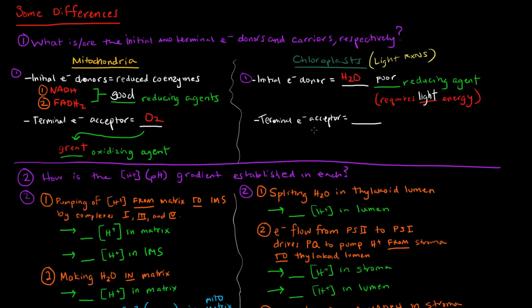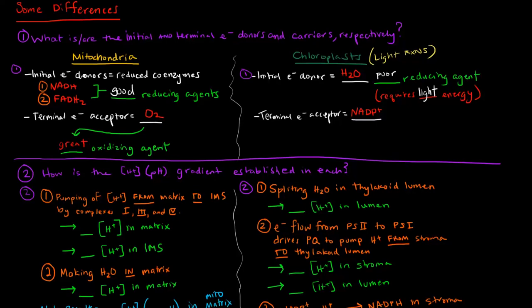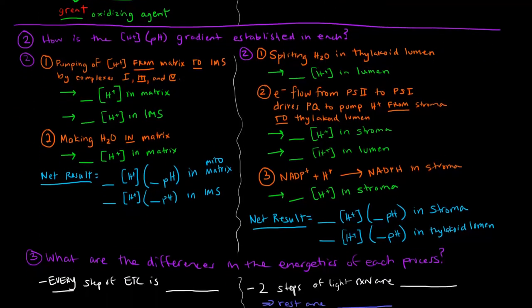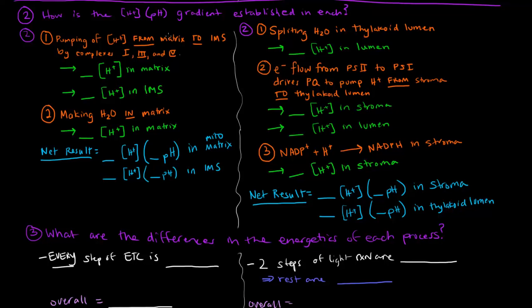The terminal electron acceptor is NADP+, which of course turns into NADPH. Now, we mentioned earlier that both of them establish proton gradients. But how is the proton gradient established in each one? Well, in the mitochondria, there are two things that contribute to establishing the proton gradient, whereas in the chloroplasts there are 3 different things.